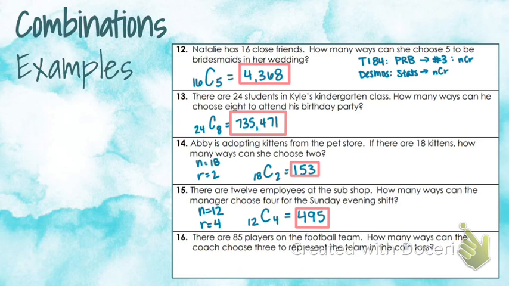Finally, there are 85 players on the football team. How many ways can the coach choose 3 to represent the team in the coin toss? So we are choosing from 85. We are going to choose 3. This is 85C3, which is going to give us 98,770 different possible combinations.